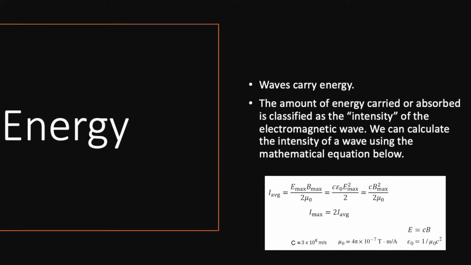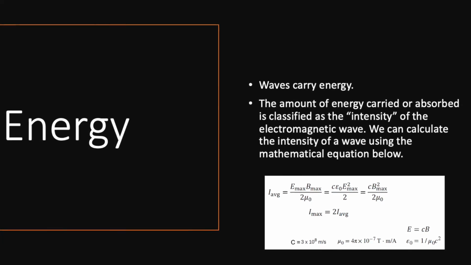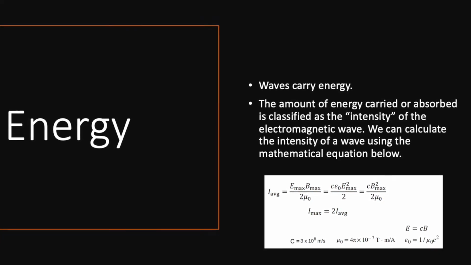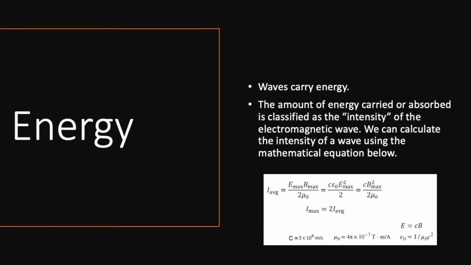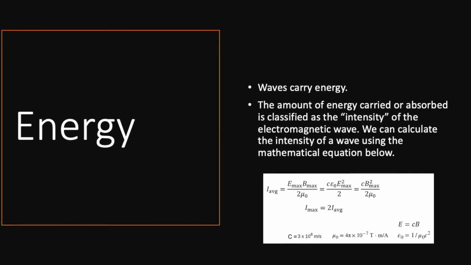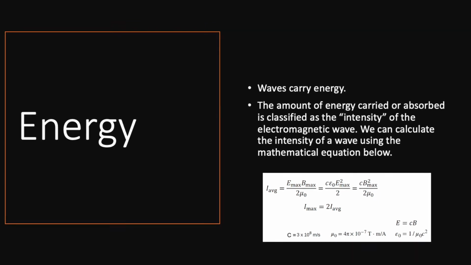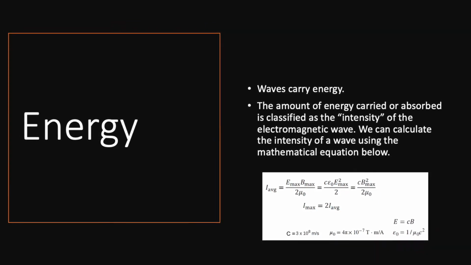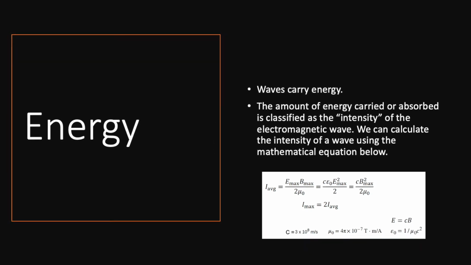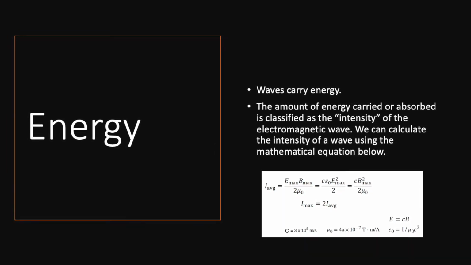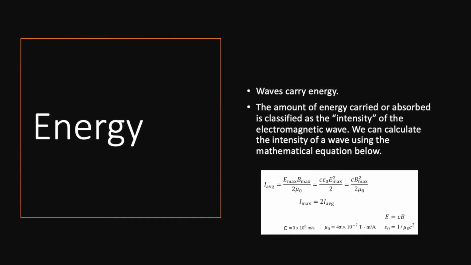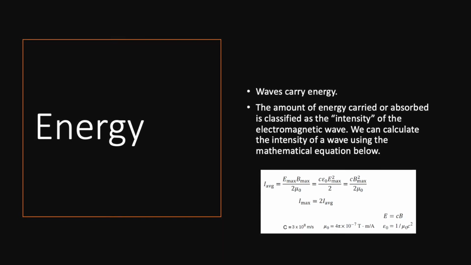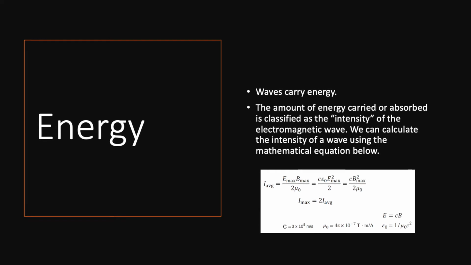So obviously, electromagnetic waves carry energy. This energy can be absorbed by different objects, such as food in a microwave or skin in a sunburn. The amount or quantity of energy carried is classified as the intensity of the electromagnetic wave. So we can calculate the intensity of a wave using the mathematical equation below on this energy slide. This equation gives us the power per unit area, which is watts per meter squared as units, with mu, the speed of light, and epsilon being values that are given to us as constants.